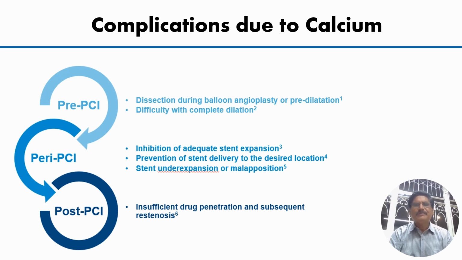During the peri-procedural phase, there is inhibition of balloon expansion, balloon crossability also becomes difficult, and sometimes stent expansion problems and stent malapposition can occur. Especially post-angioplasty, without any lesion preparation, there is insufficient expansion as well as malapposition, which leads to stent thrombosis as well as stent restenosis.